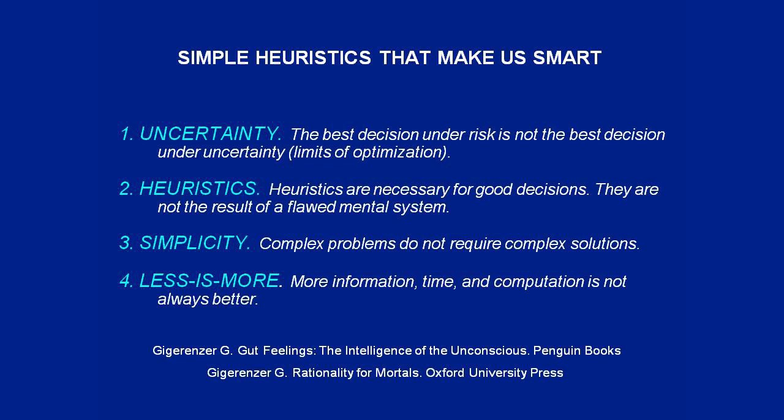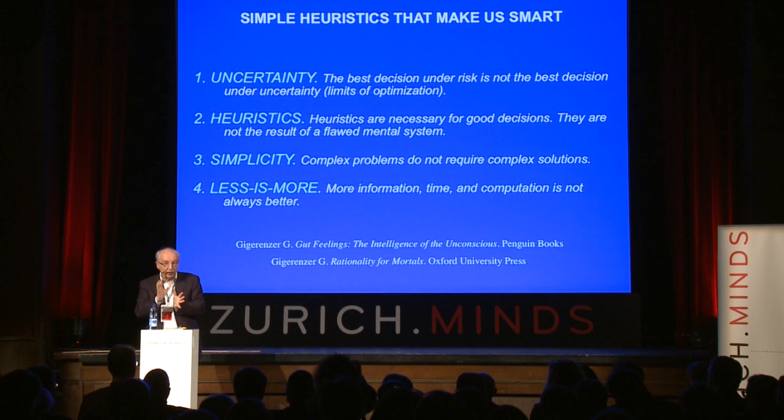The story that if you do something simpler, you will lose a little bit of accuracy is true in a world of risk where you know everything. If you're God, then you don't need heuristics. But if you're mortals like us, you will. Third, about simplicity. We'll talk about the value of simplicity. The general idea is complex problems do not always require complex solutions, even if we usually act this way. And finally, less is more. More information, more computation, more time is not always better. You often just need a minimum of information and then act.